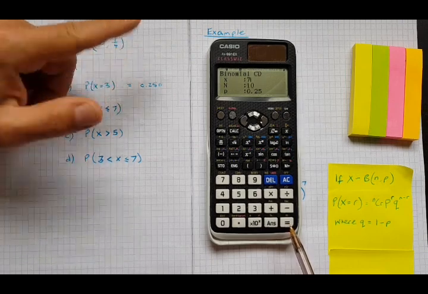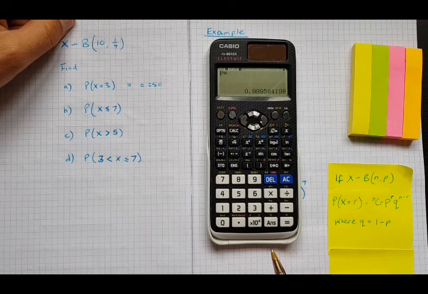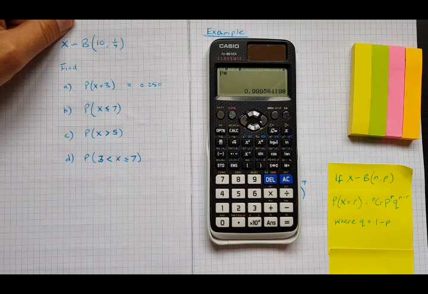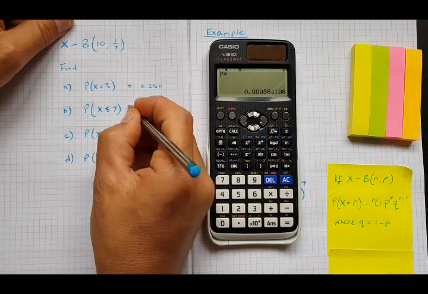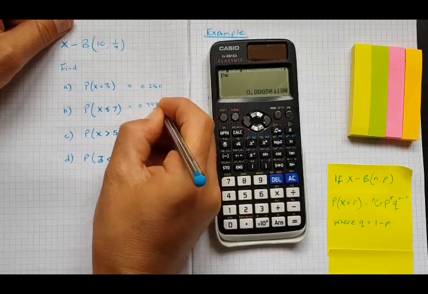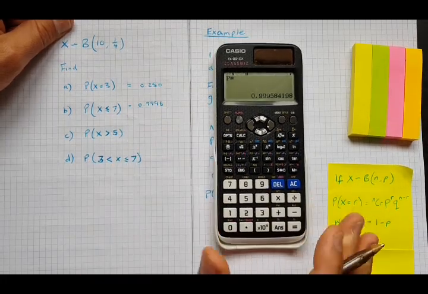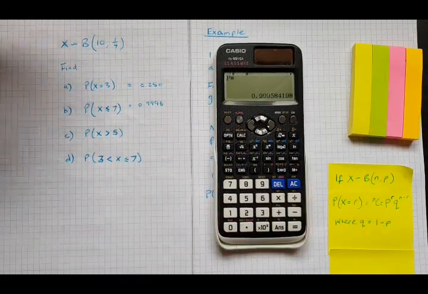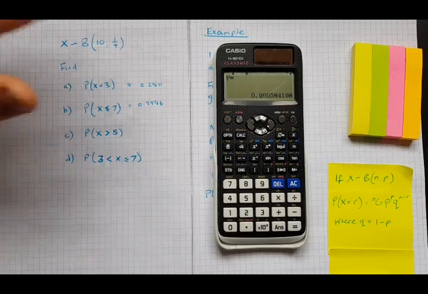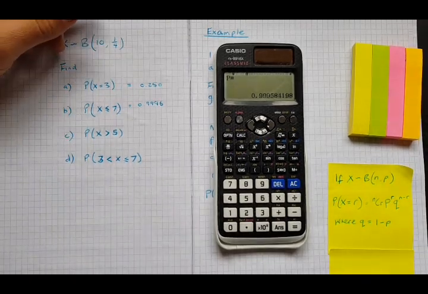We don't need to change our N or P because they're the same as before. And we can just press equals and we get this answer here. So I'm going to write this to 4 significant figures. So 0.9996 to 4 significant figures. Because it's very likely, isn't it? It's very, very likely that we would get 7 or fewer pinks.